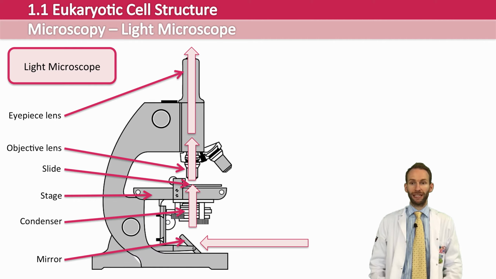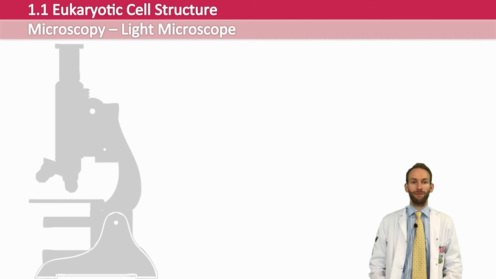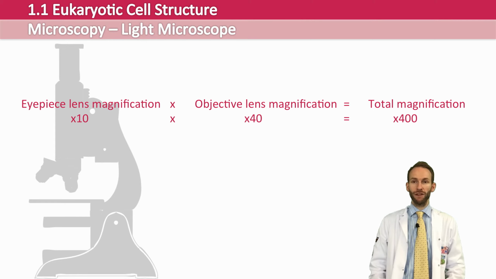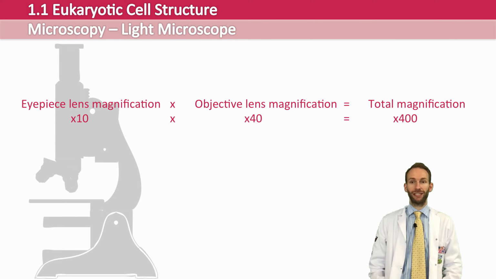To work out the total magnification, you just multiply the power of the objective lens with the power of the eyepiece lens. Now, in order to prepare a slide for viewing on a light microscope, you'll need to make the sample extremely thin so that the light can penetrate it. Otherwise, you won't see anything.